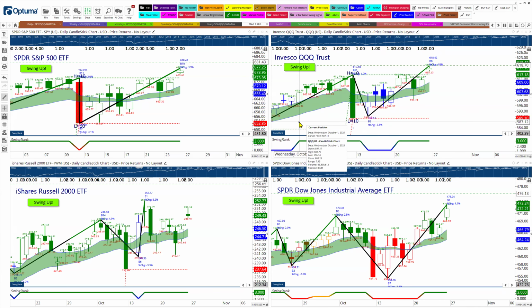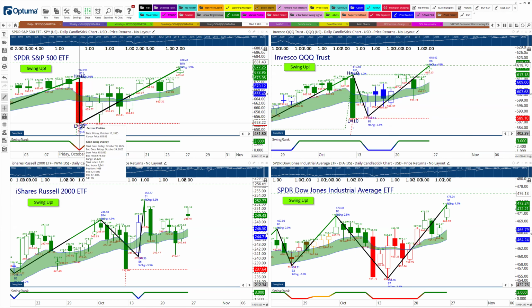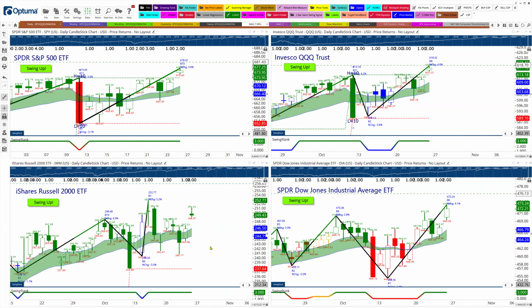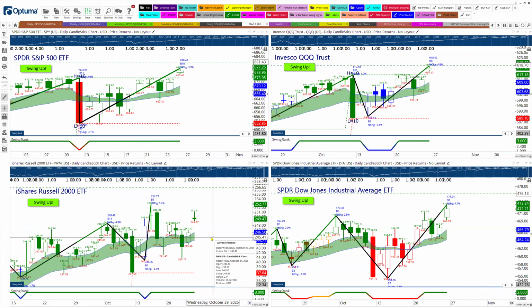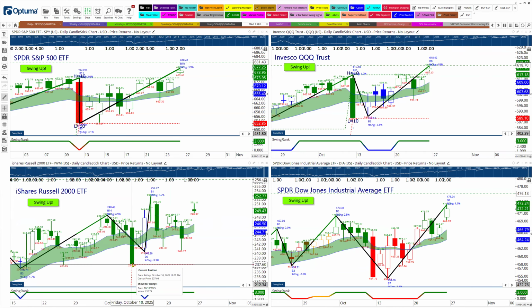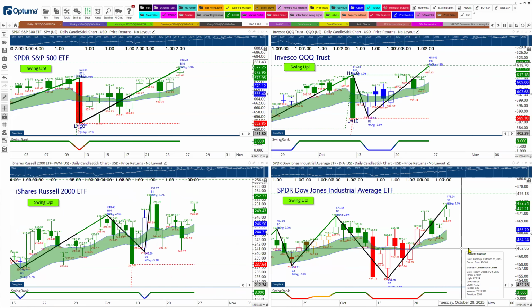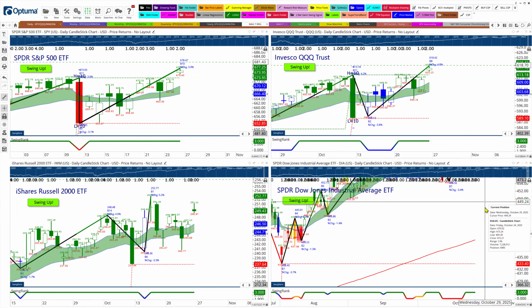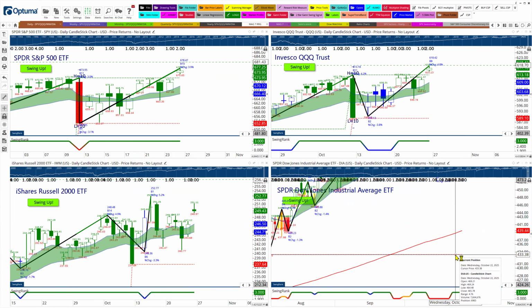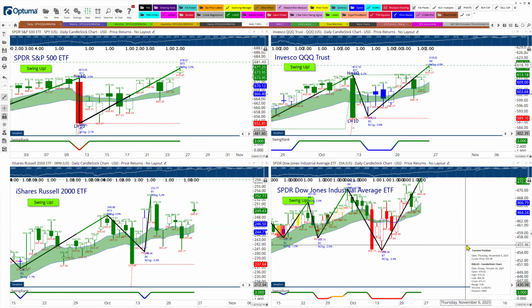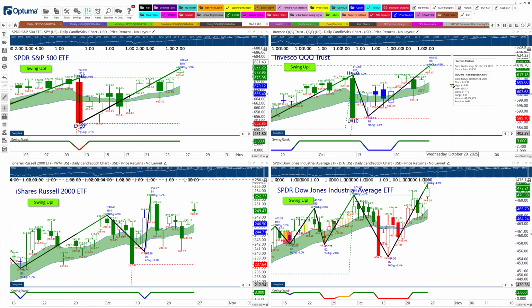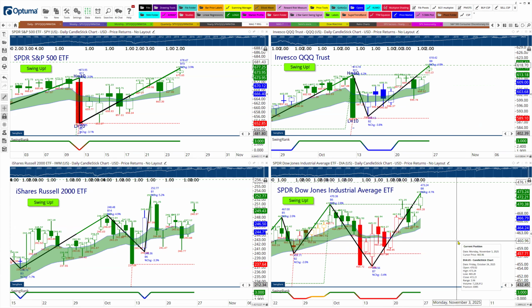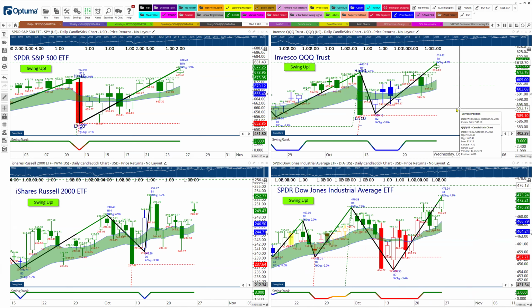This was formed yesterday, the high and low pivot on the SPY. This hasn't formed yet on Russell and IWM, so we still have the lower one at 237. Nothing formed here. Yeah, this one has it as well. There you go, so they all do. That's all formed.